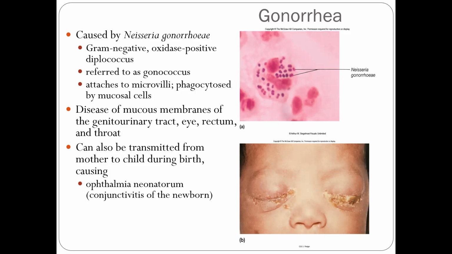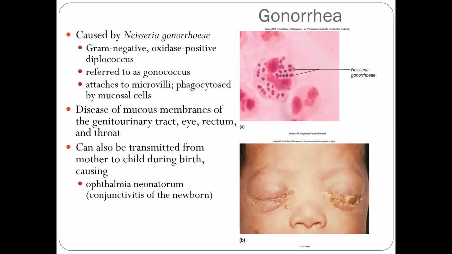Now, when you look at the slide, the picture from the patient, you will always see them packaged by the white blood cells. And you look at all these, that's Neisseria gonorrhoeae. What does it look like? It looks like a coffee bean shape. So we say it's gram-negative, also diplococcus, but coffee bean shaped. That is Neisseria gonorrhoeae. Okay, it's phagocytosed by mucous cells, and it can penetrate.